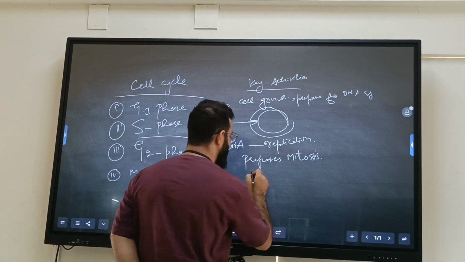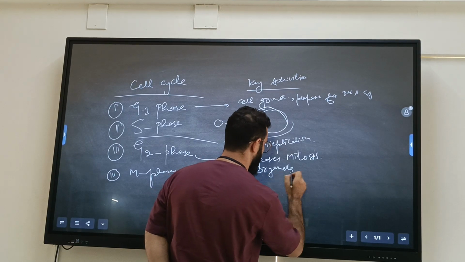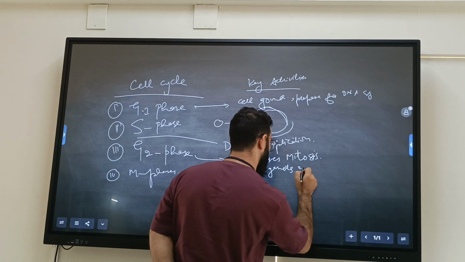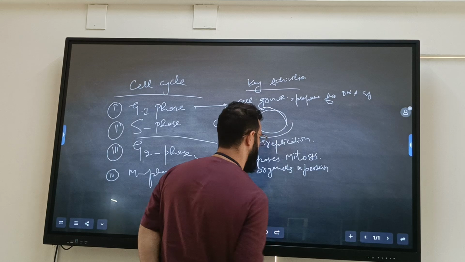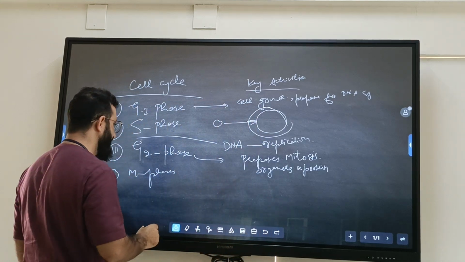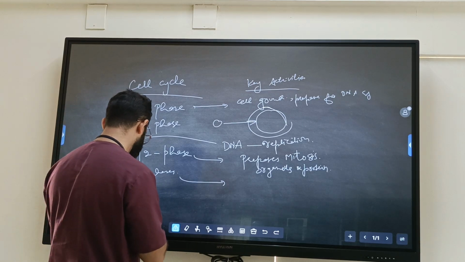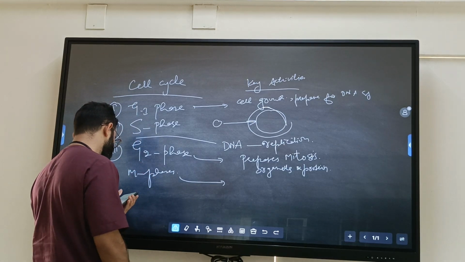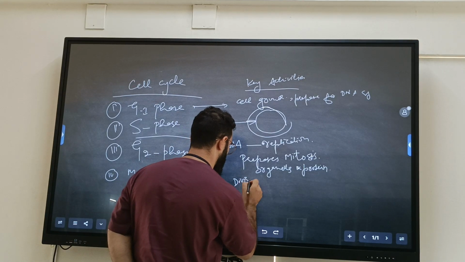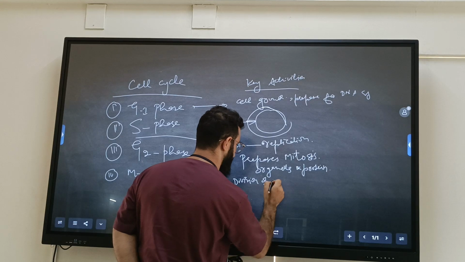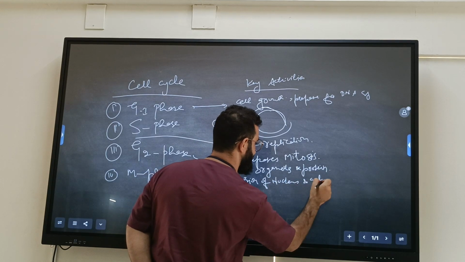And here organelles and proteins are formed. Okay, and then the M phase. In the M phase, there is division of nucleus and cytoplasm.